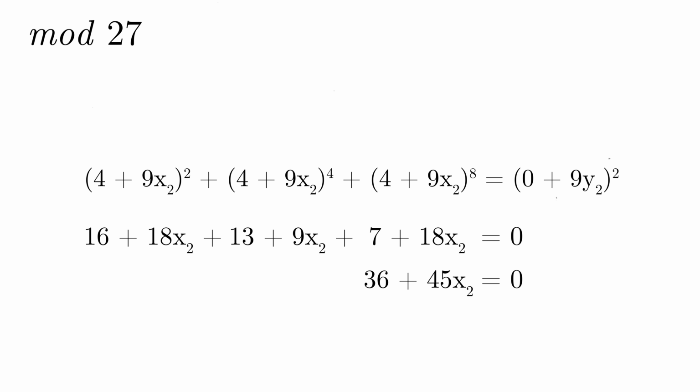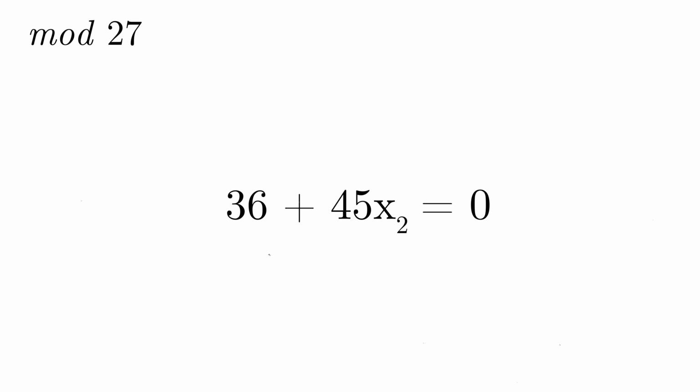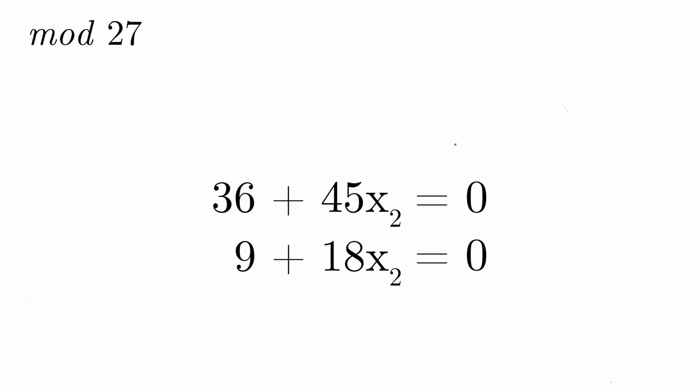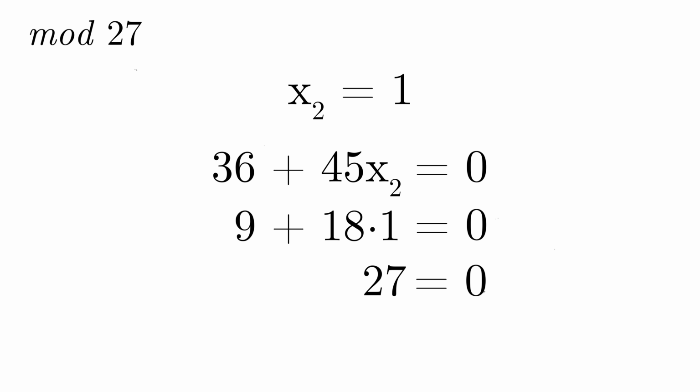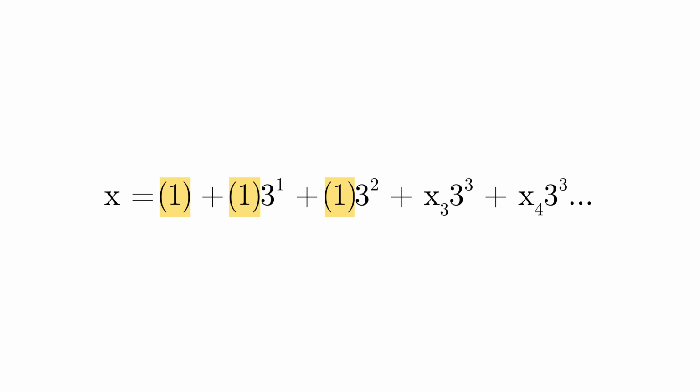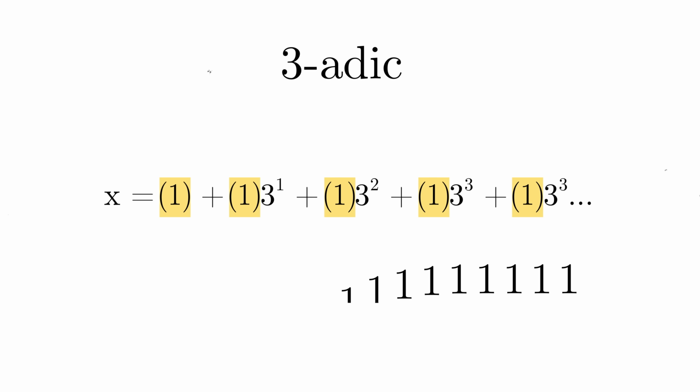So we have 36 plus 45x2 equals 0, which mod 27 is the same as 9 plus 18x2 equals 0. So x2 must be equal to 1. 9 plus 18 is 27, which mod 27 is 0. So what we've discovered is the first 3 coefficients in our expansion are all 1. And in fact, if you kept going with modulus 81, 243, and so on, you would find that all of the coefficients are 1. So the number that solves Diophantus's equation about the squares is actually a 3-adic number where all the digits are 1s.